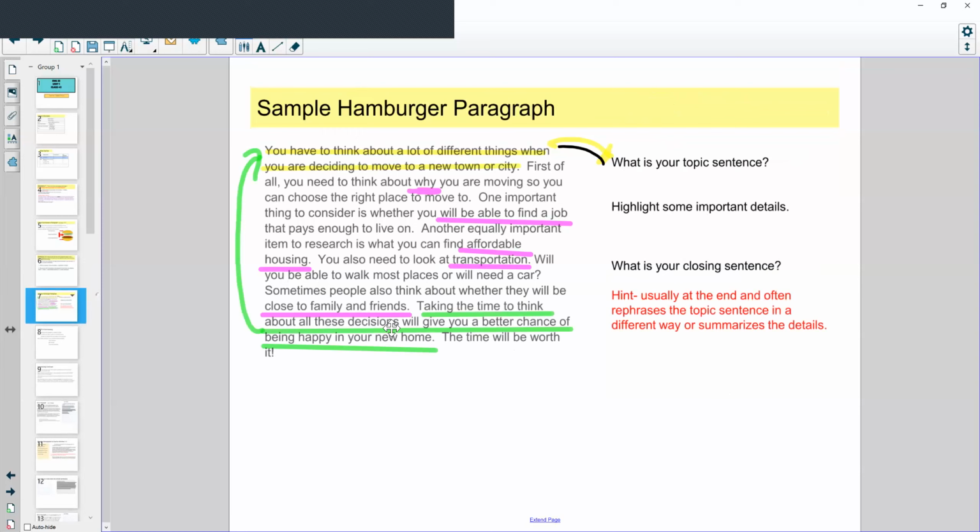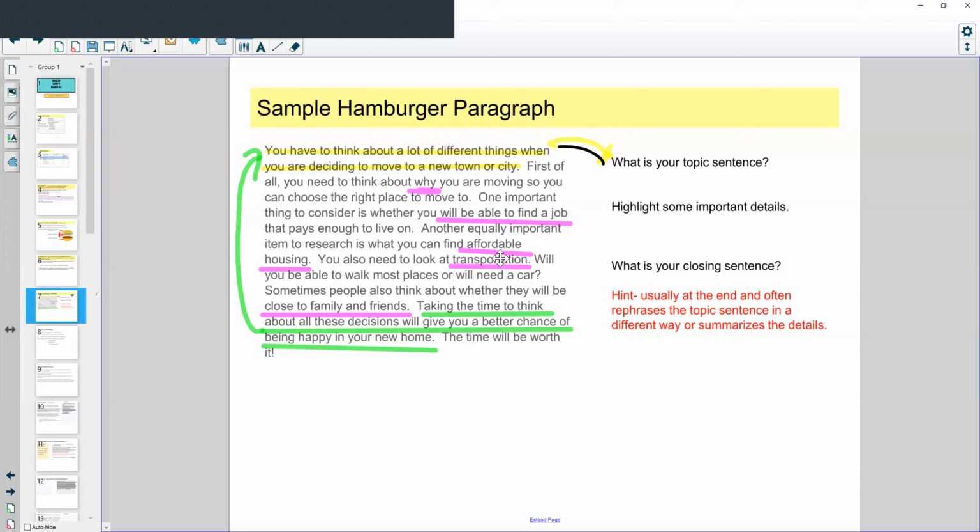And here's my own example of a hamburger paragraph. You have to think about a lot of different things when you are deciding to move to a new town or city. That's our topic. First of all, you need to think about why you're moving so you can choose the right place to move to. One important thing to consider is whether you'll be able to find a job that pays enough to live on. Another equally important item to research is whether you can find affordable housing.